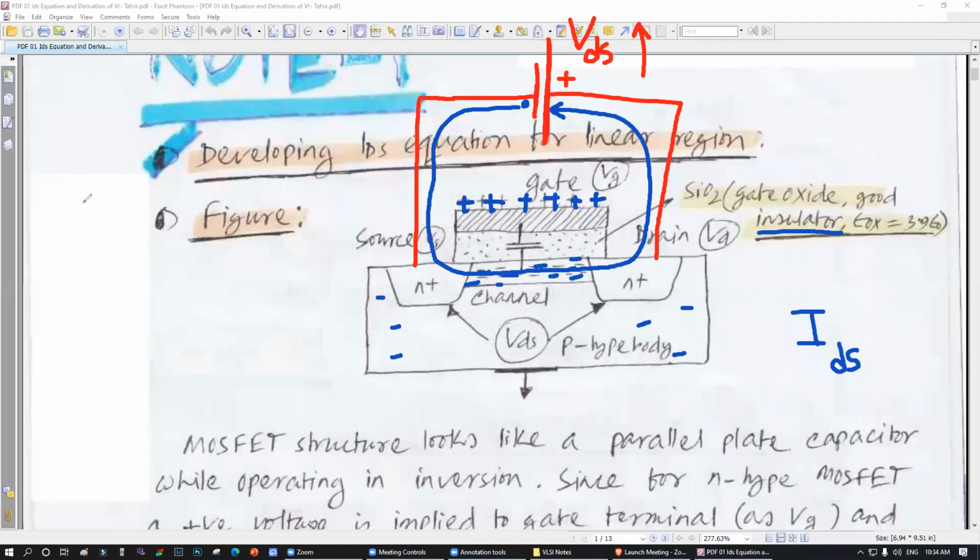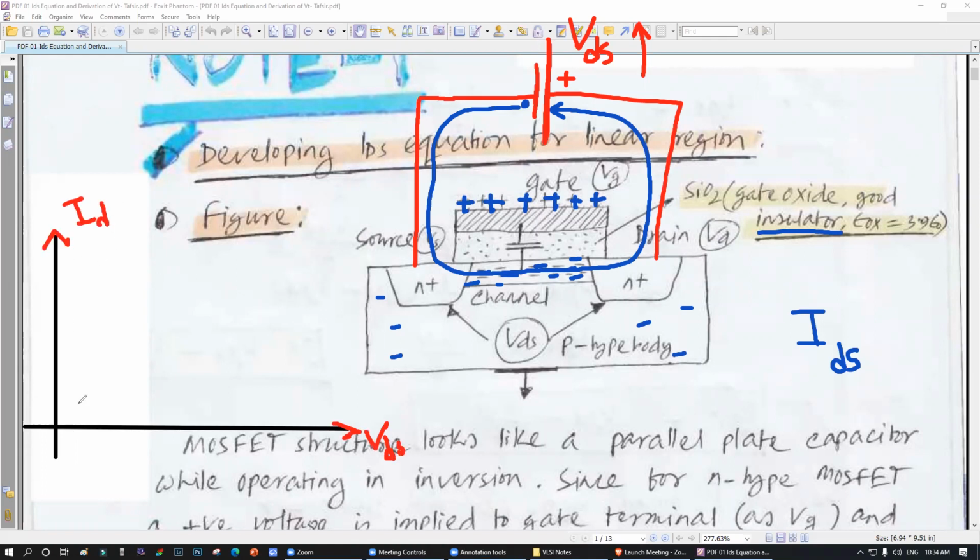So your graph will look like this. Let me draw a graph. See, here you have VDS. Here you have IDS current. You are increasing the VDS, IDS is increasing. So the graph will go like this.